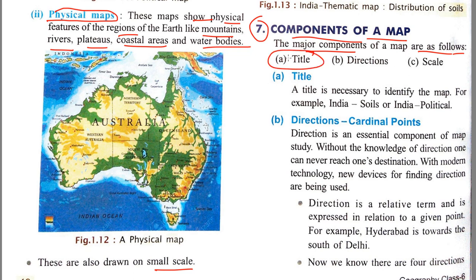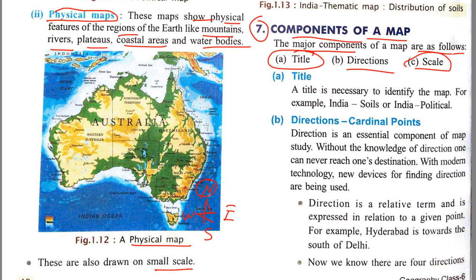Then directions. We will see the direction is there in every map, that means which one is the north, so easily we can identify the south, east and west of the map. And the scale, a particular scale they have to mention. Without scale a map cannot show us the proper information. So scale should be there. So let's see one by one.